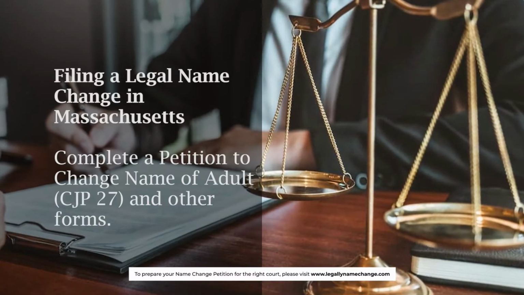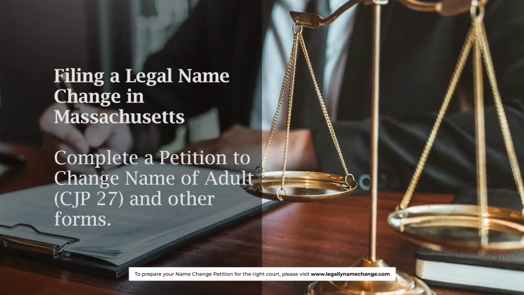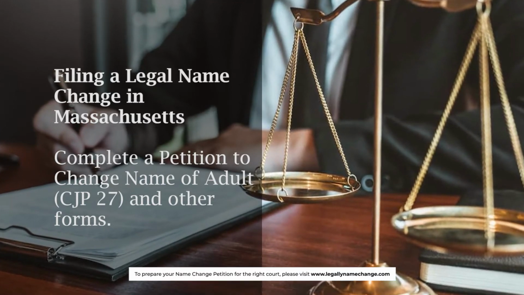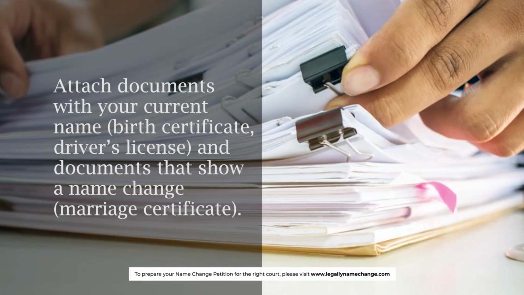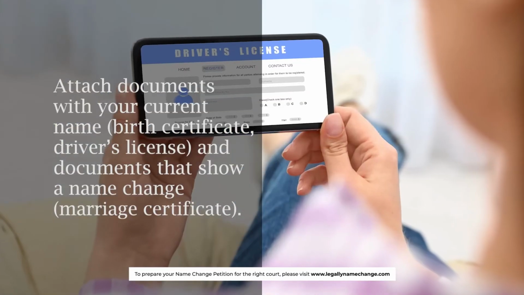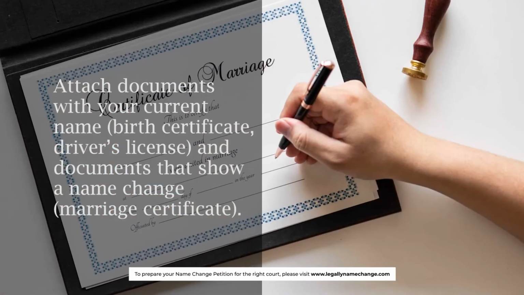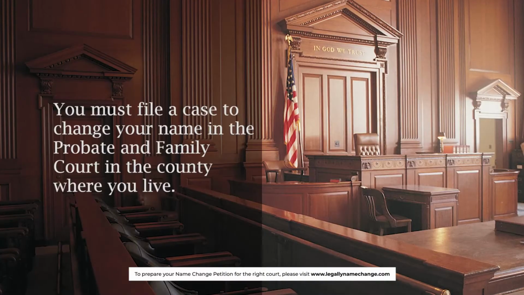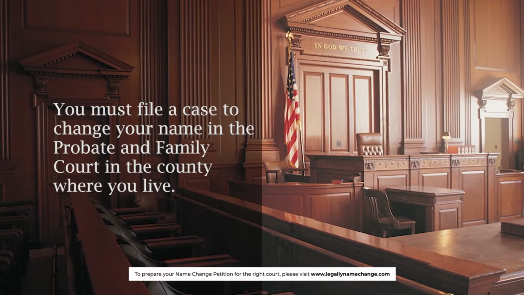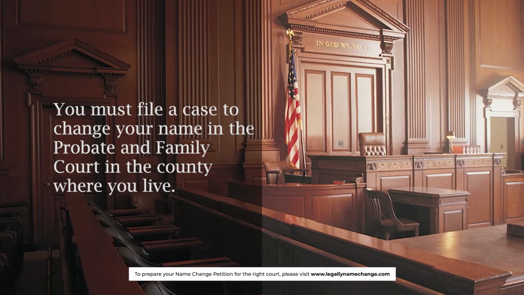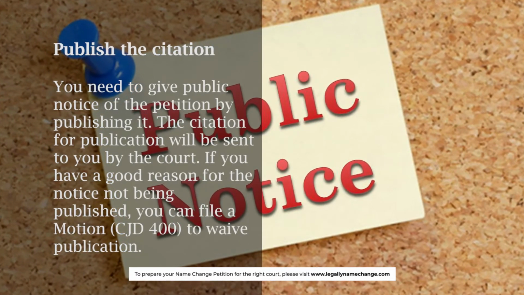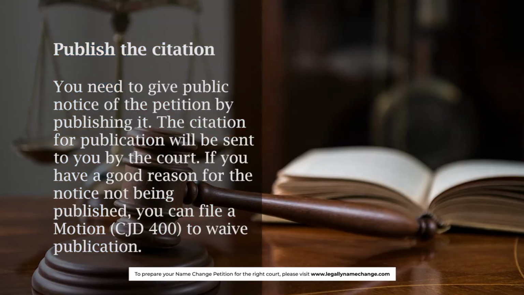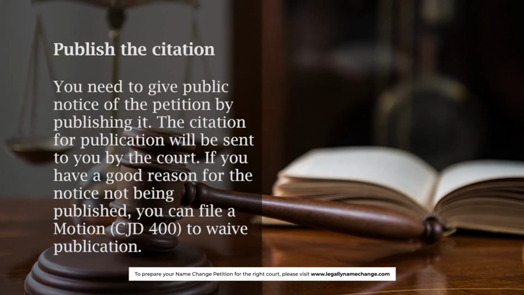Filing a legal name change in Massachusetts. Complete a petition to change name of adult, CJP 27, and other forms. Attach documents with your current name, birth certificate, driver's license, and documents that show a name change, marriage certificate. You must file a case to change your name in the probate and family court in the county where you live. Publish the citation. You need to give public notice of the petition by publishing it. The citation for publication will be sent to you by the court.